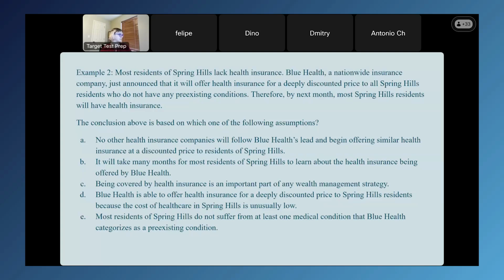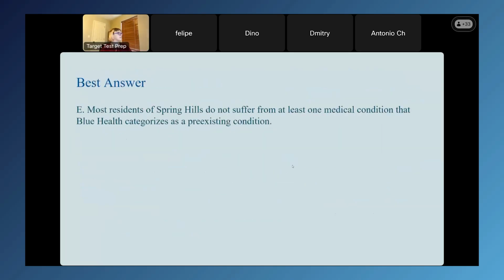And E, most residents of Spring Hills do not suffer from at least one medical condition that Blue Health categorizes as a pre-existing condition. So with this one, if we negate it and most residents of Spring Hills do suffer from at least one pre-existing condition, then the conclusion no longer follows from the premises, because they specify that they're only offering health insurance for a deeply discounted price to residents who don't have any pre-existing conditions. E. Any questions about that one? That one's pretty straightforward as long as you catch that it doesn't specify where they have to get the health insurance from.